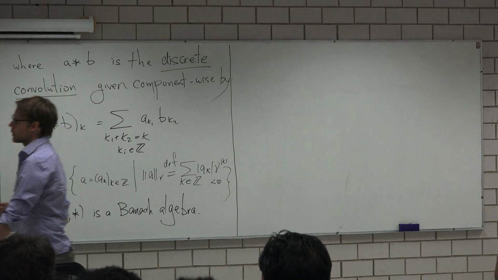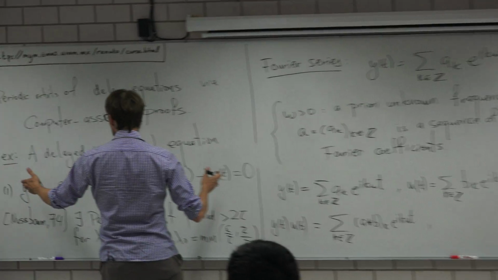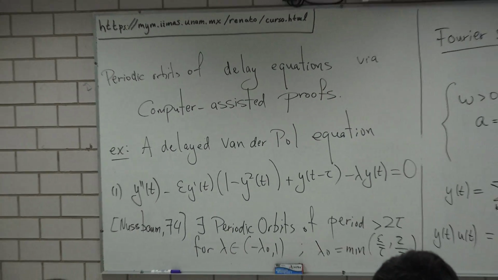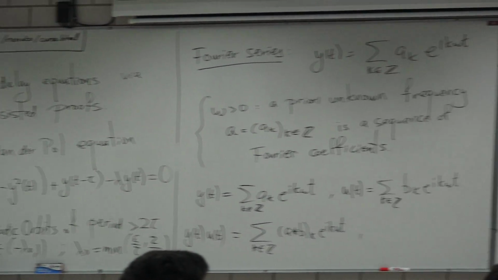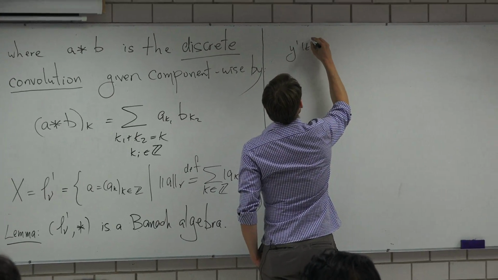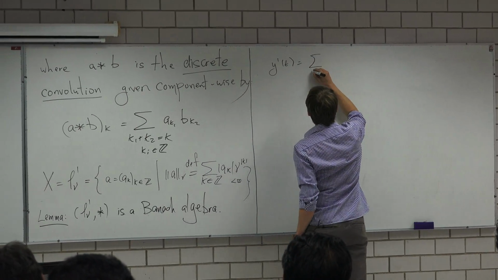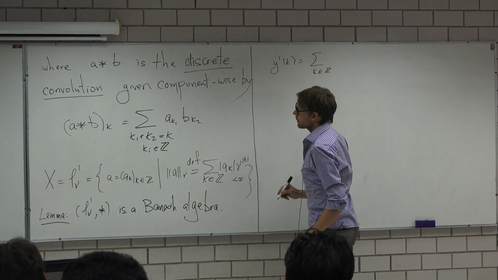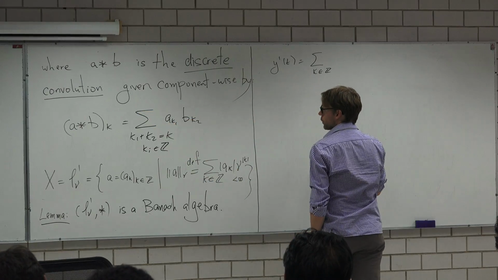So now I'm ready to actually take that equation and then move into the Fourier space. For that I need to be able to take the first derivative. Well, in that case, this is easy, right? Just differentiate term by term.